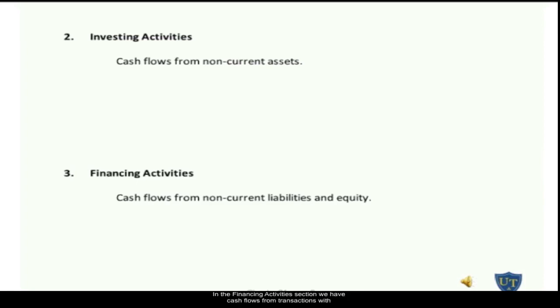In the financing activities section, we have cash flows from transactions with non-current creditors and with shareholders. So a cash inflow would be from the company issuing debt or issuing additional shares of common stock, and a cash outflow would be paying down that debt or making a distribution to the owners in terms of a dividend or a repurchase of treasury stock.